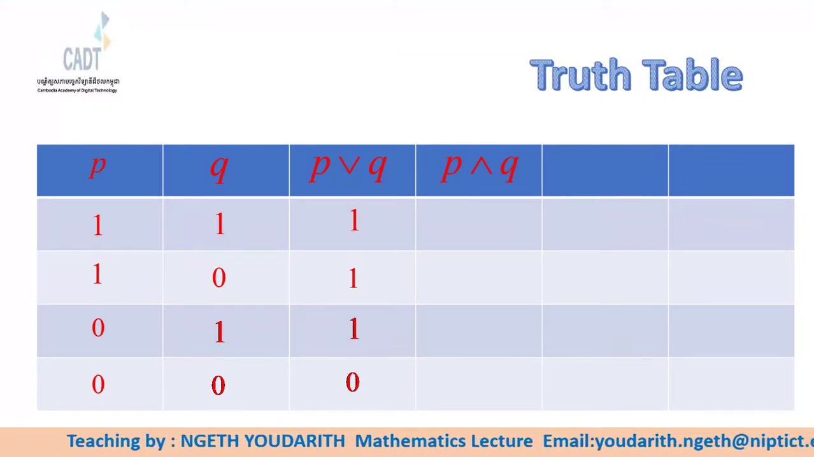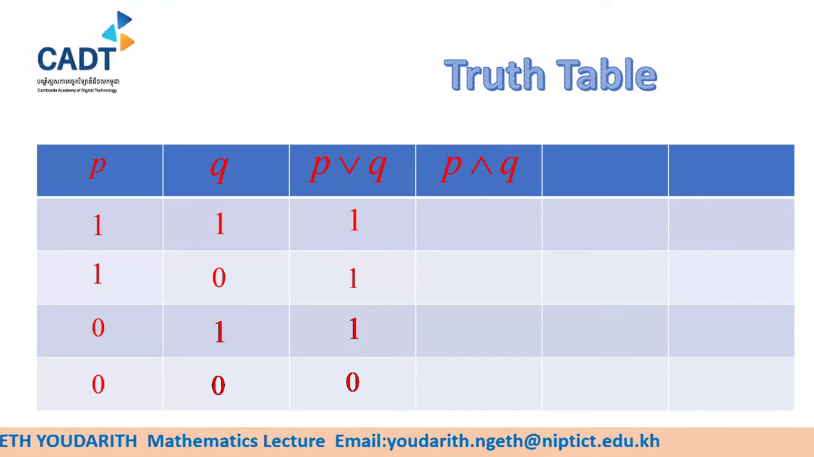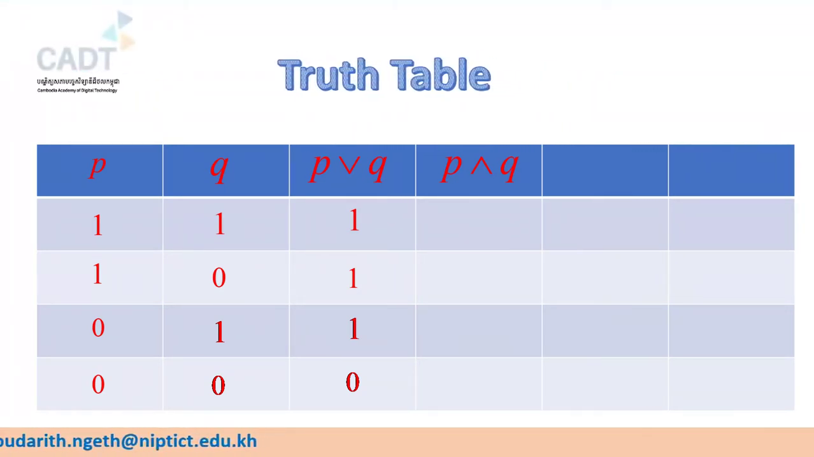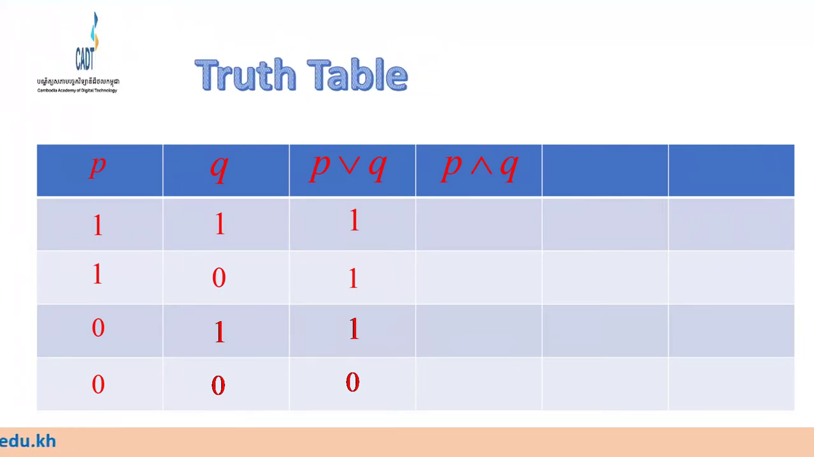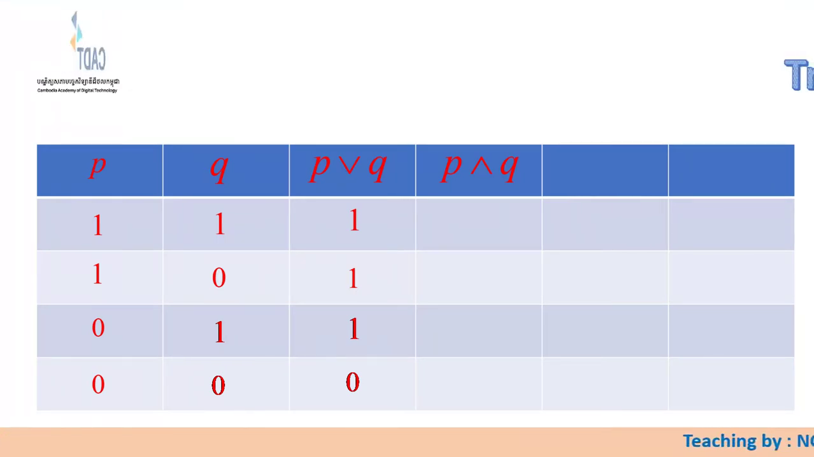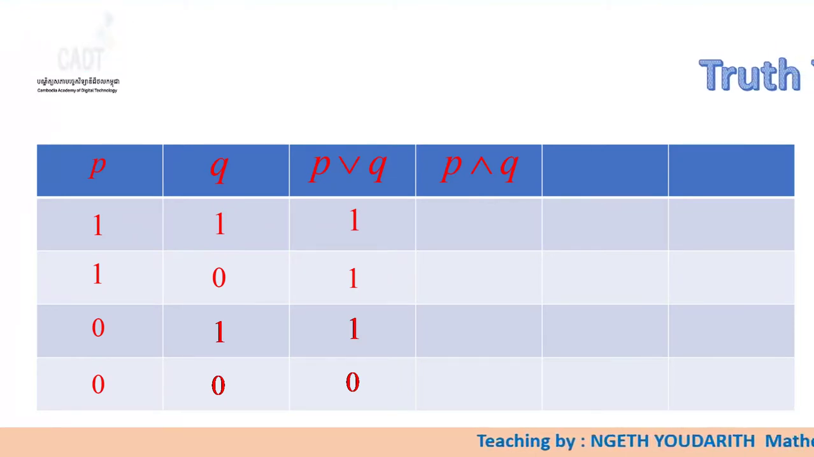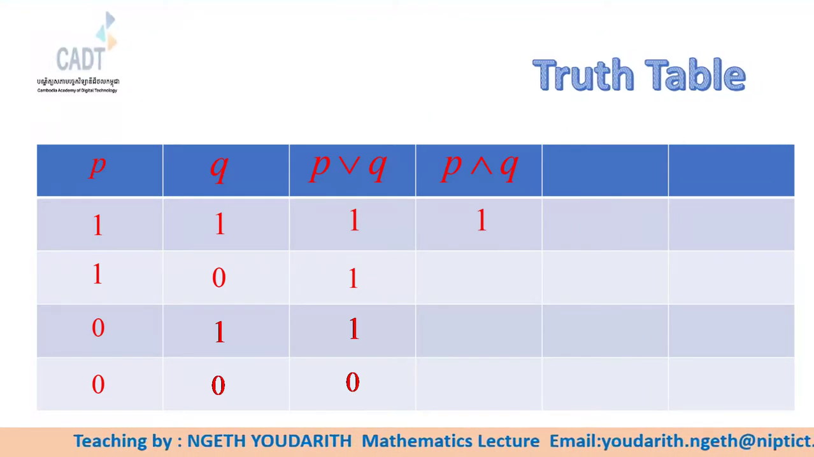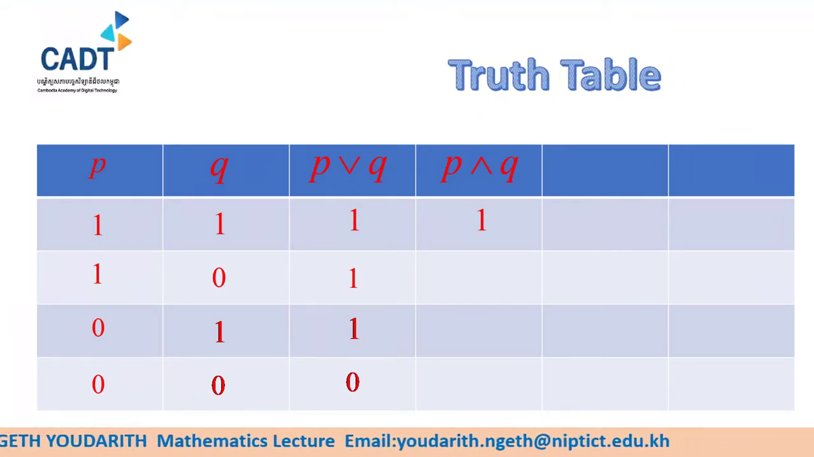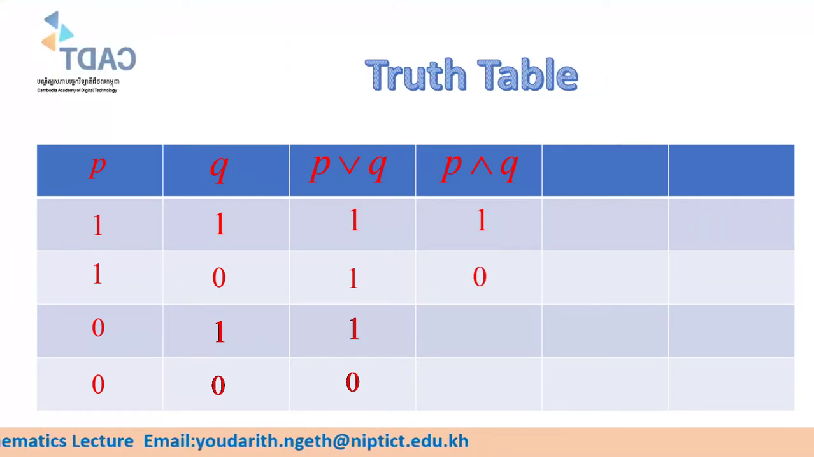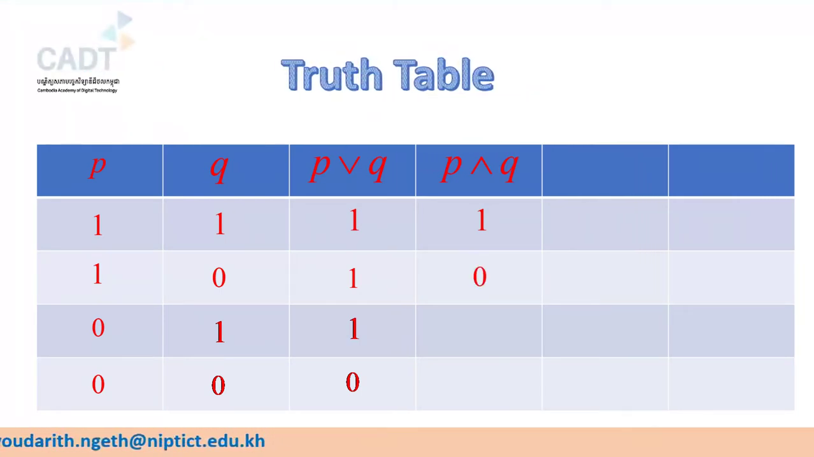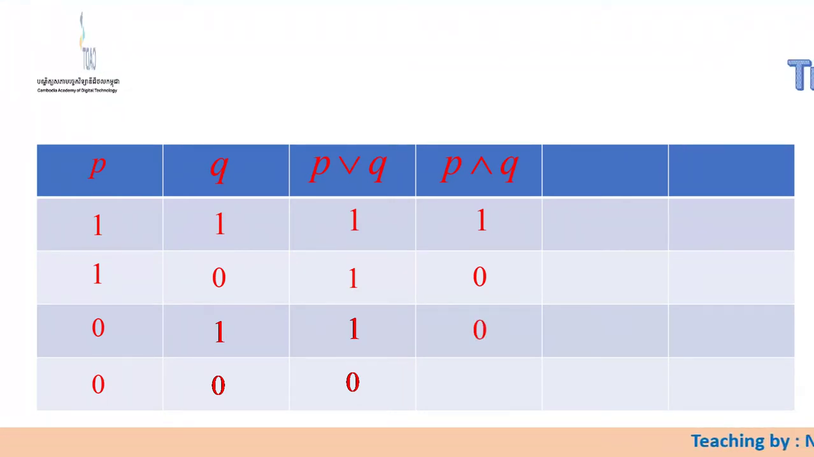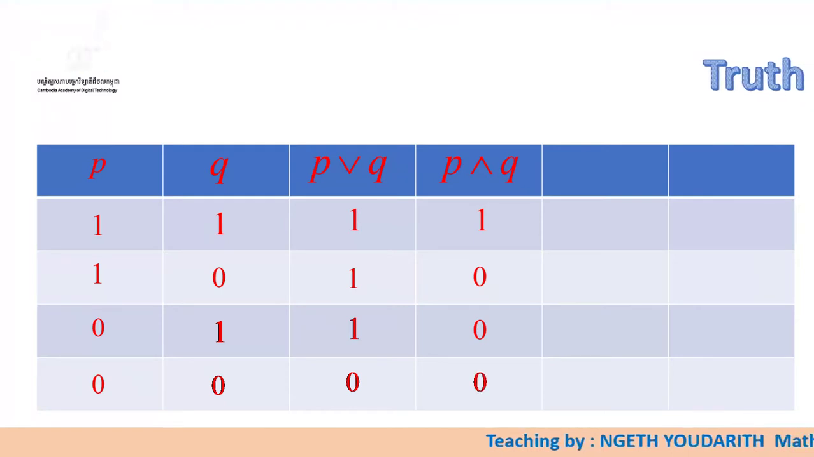And about P and Q, P and Q is true in only one case. P and Q is true when P and Q are true, otherwise it is false. So P is true, Q is true, so P and Q is true. P is true, Q is false, so P and Q is false. P is false, Q is true, so P and Q is false. P false, Q false, P and Q is false.